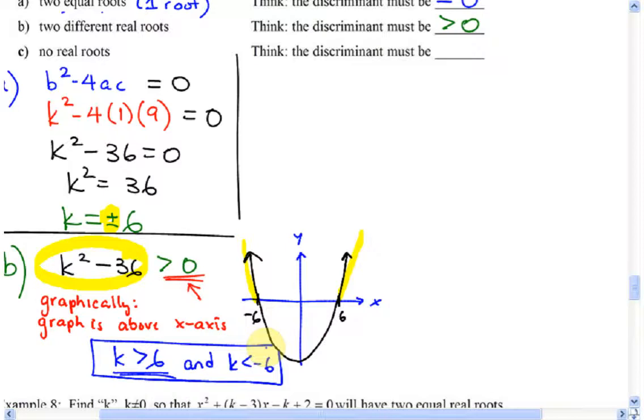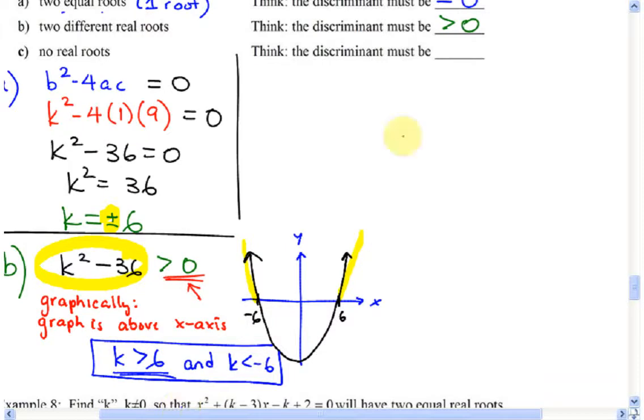Agreed? And how about over here to the left? I'm going from 0, negative 1, negative 2, negative 3, negative 4, negative 5, negative 6. Then to the left of negative 6, that means I'm going less than negative 6. So those are the two regions that allow me to have, in this case, two different real roots. Okay. Now, let me just finish this off, and then I'll show this to you visually again to confirm that this is the correct answer.